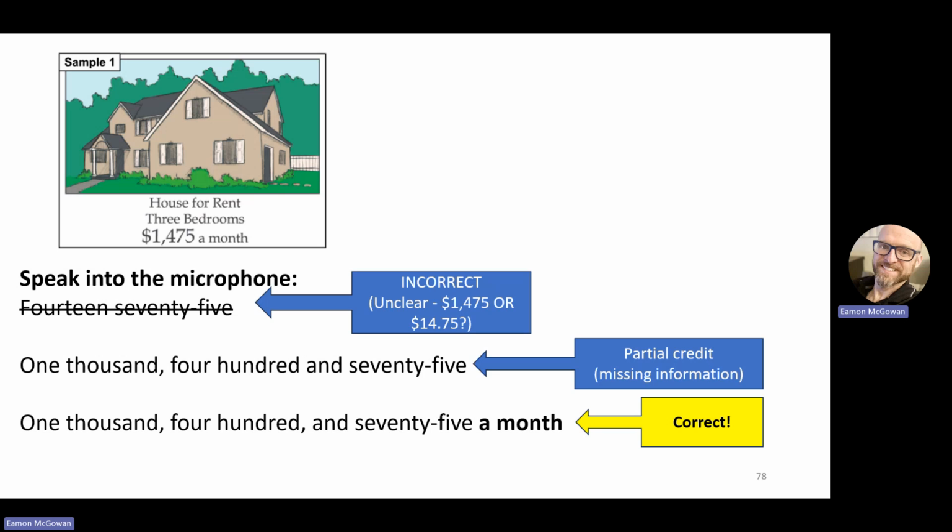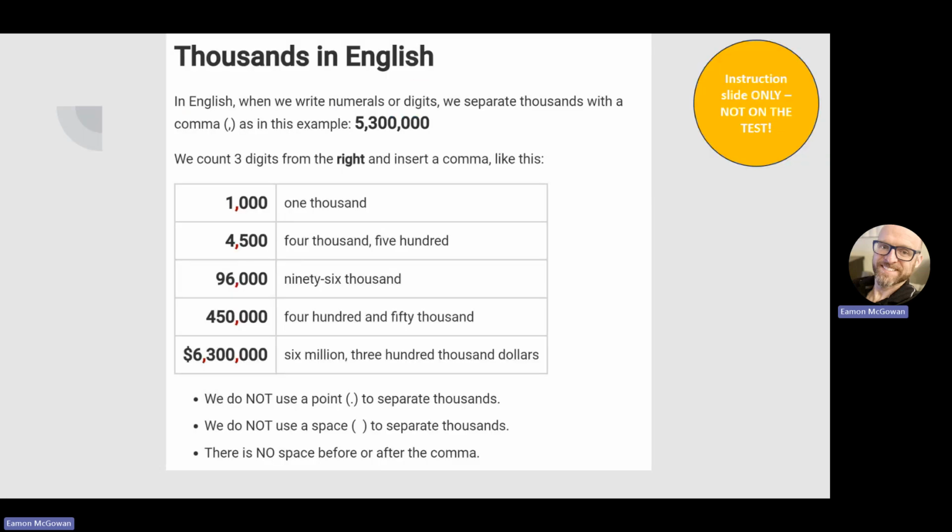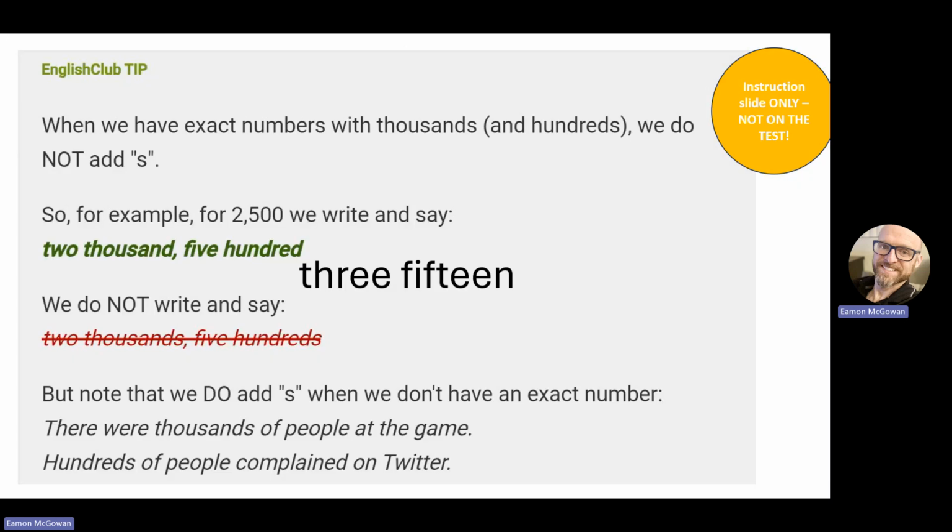Now, we have embedded in the PowerPoint slides that we have provided for you, these ones and others, some tools you can use to help teach numbers. This is one of them. This is an instruction slide only. The students are not going to see all this on the test. This is from EnglishClub.com. Great resource. You'll find more information there. Use this at your discretion.